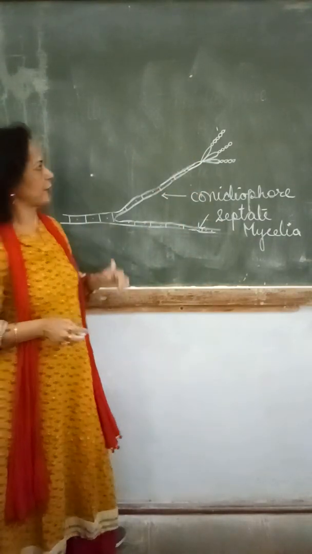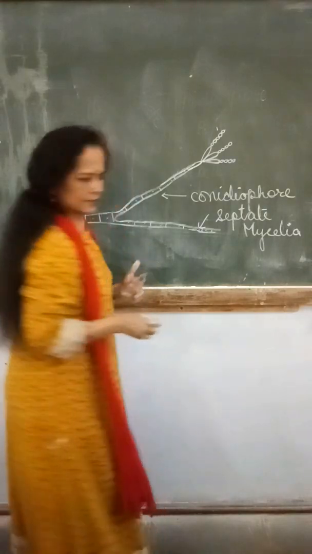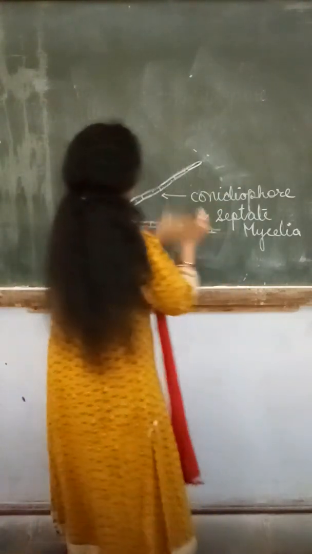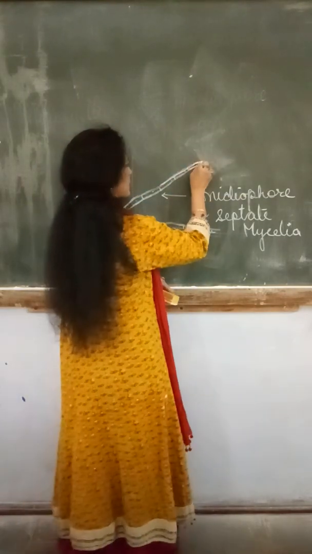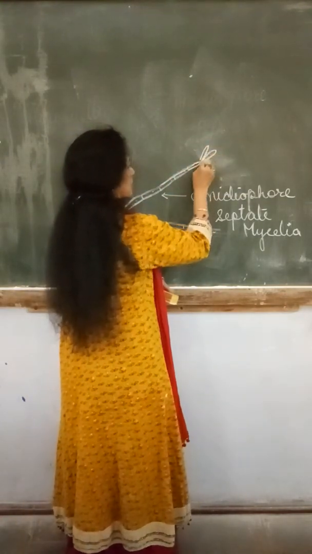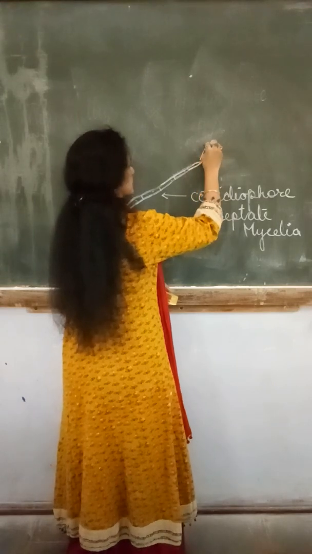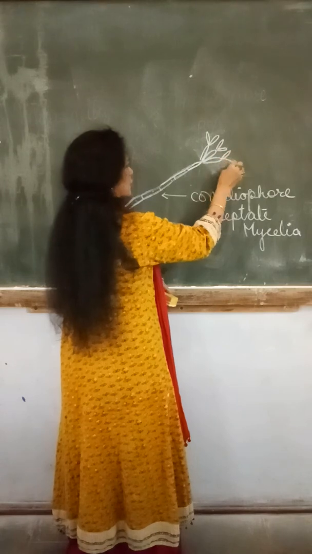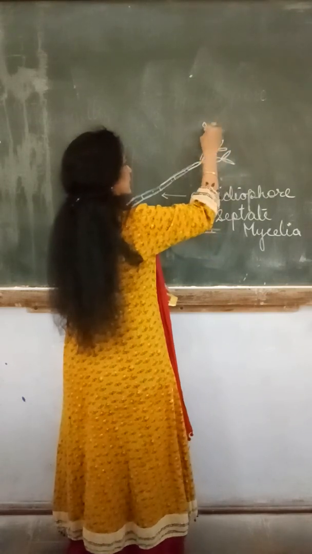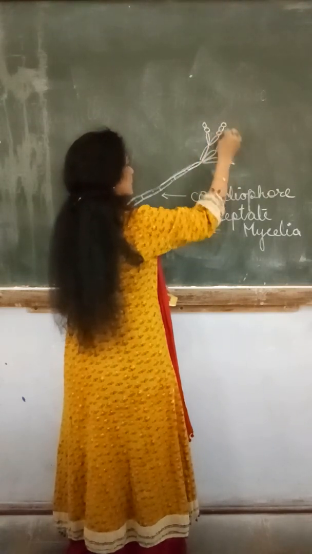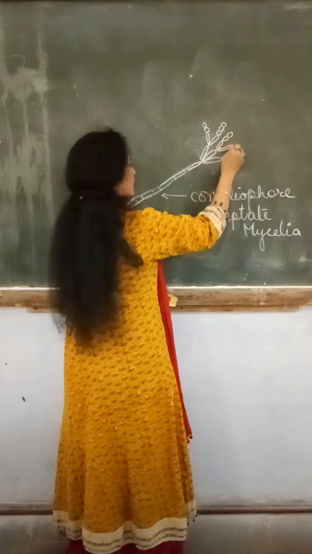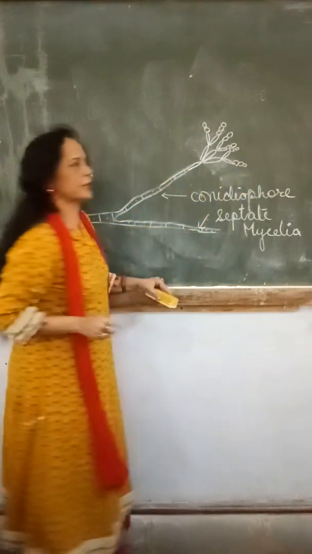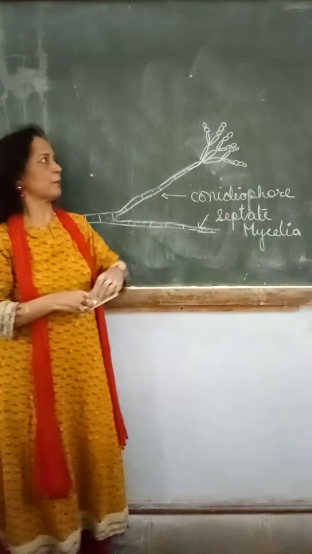Now sometimes it is also possible that metulae are found. First of all, metulae are there, and then sterigmata will be found on the top of the metulae, and then conidiospores are located in this view. So it all depends on the species of the Penicillium how it will look like. This is called palm structure.